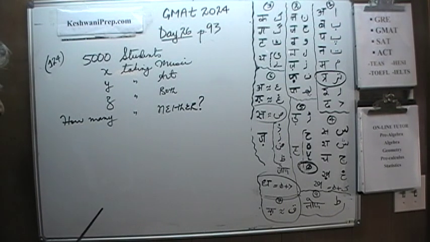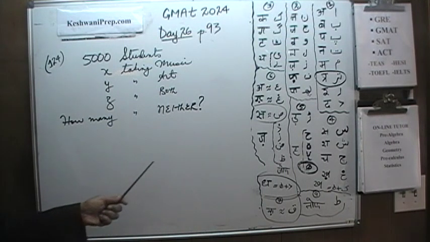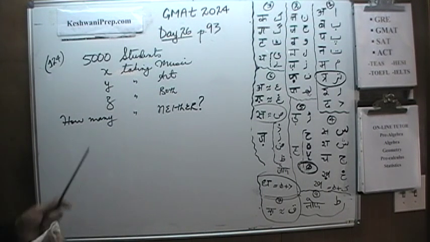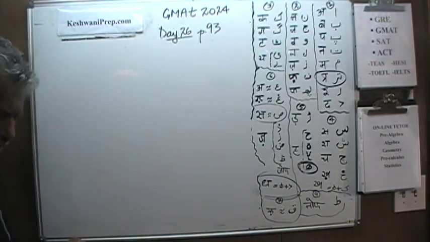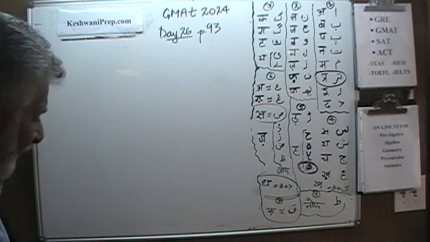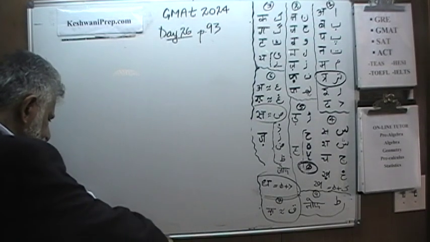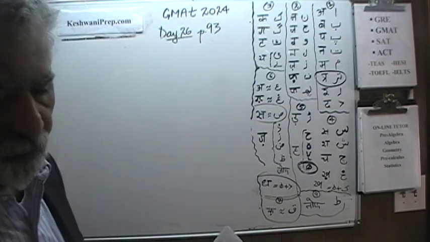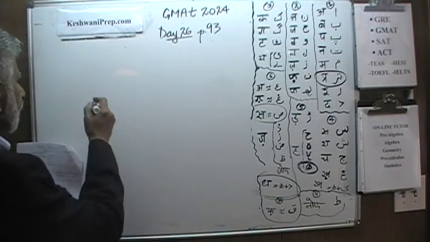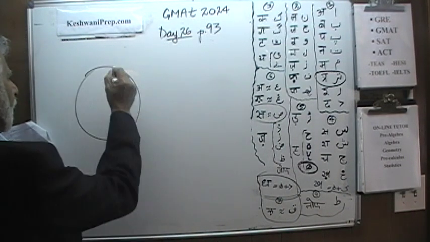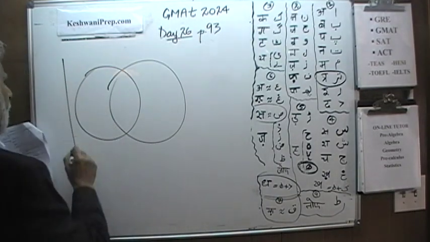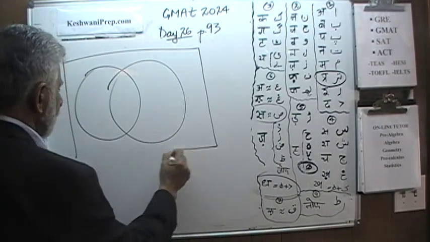Let's see what we can do, shall we? The question was, what we're looking for is how many of them are taking neither. I was going to draw the Venn diagram down here, but let's do it on the top. This is a question that will lend itself nicely to the usage of Venn diagram. So here's our music, here's our art, this is a universal cell.